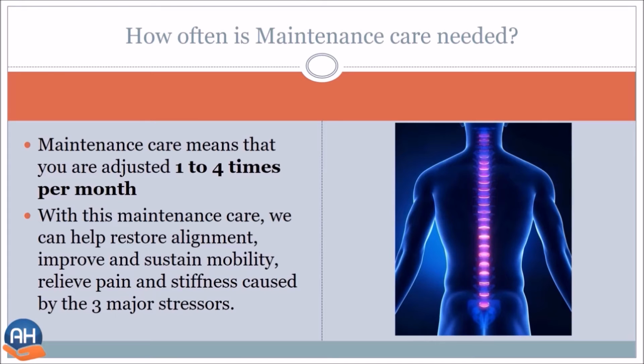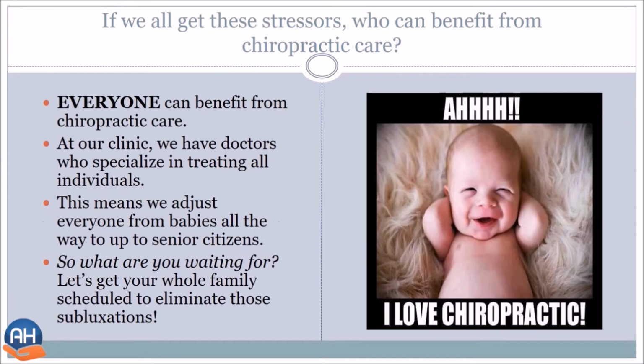This is just a monthly checkup to check out your spine, make sure it's still stable, make sure it hasn't lost any stability in certain areas, and help to offset all those stressors that you're constantly feeling. With maintenance care, we can help restore alignment, improve and sustain mobility, relieve pain and stiffness caused by all 3 of the stressors. Now, if we all get these stressors, who can benefit from chiropractic?